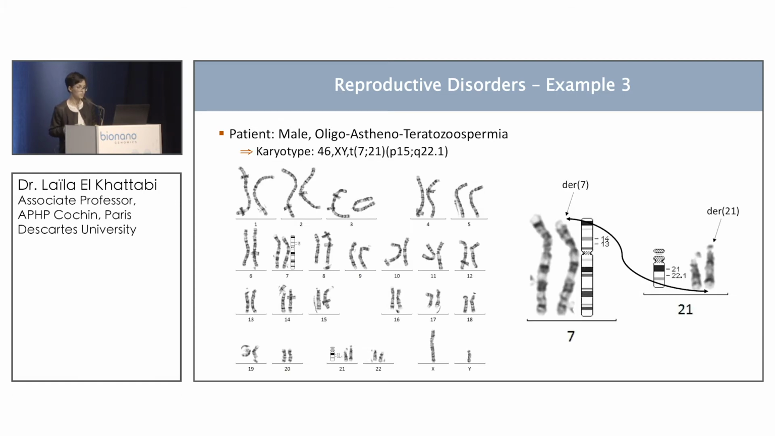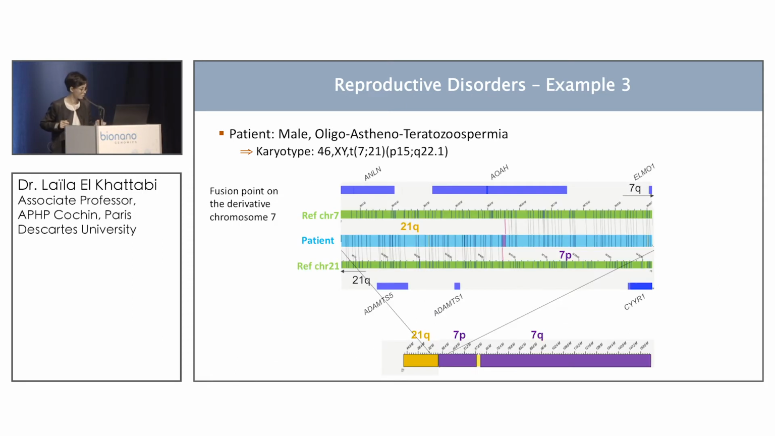Third example, a male with oligoastenoteratozoospermia. This is also an indication for karyotype. And here we had a translocation between chromosome 7 and 21, as shown, for those who like karyotypes. This is the derivative chromosome 7, which doesn't look like the normal P arm of chromosome 7. And this is the derivative of chromosome 21 that has the P arm of chromosome 7.